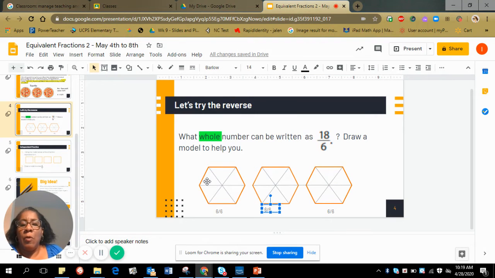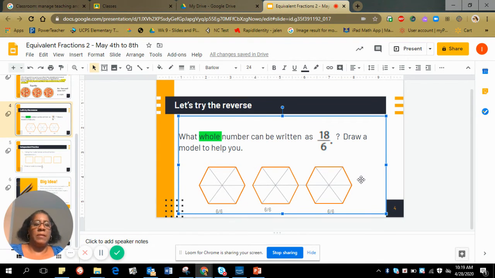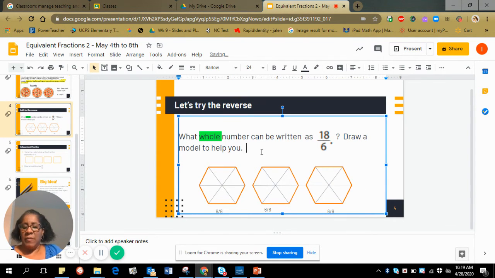So if I count it all up together, okay? So 1 sixth, 2 sixths, 3 sixths, 4 sixths, 5 sixths, 6 sixths, 7 sixths, 8 sixths, 9 sixths, 10 sixths, 11 sixths, 12 sixths, sorry. Miss Linton is going backwards. 12 sixths, 13 sixths, 14 sixths, 15 sixths, 16 sixths, 17 sixths, 18 sixths. So 3 wholes, okay, is equal to 18 sixths.